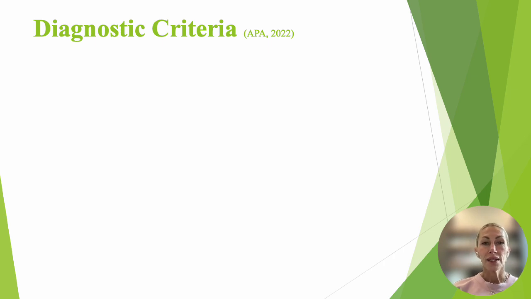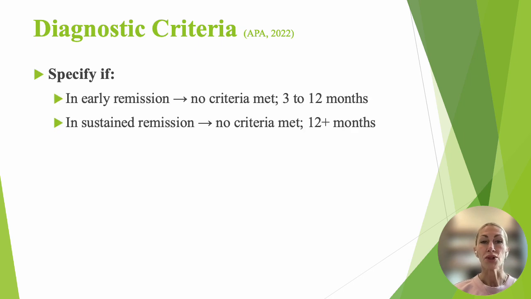When diagnosing OUD, clinicians not only can identify its presence, but they can also specify its remission status and severity to better understand or communicate the individual's condition. Remission is categorized into two types. There's early remission, which applies when the individual no longer meets diagnostic criteria, aside from cravings, for at least 3 to 12 months. Then there is sustained remission, which again, no criteria is met, aside from cravings, for 12 months or longer.